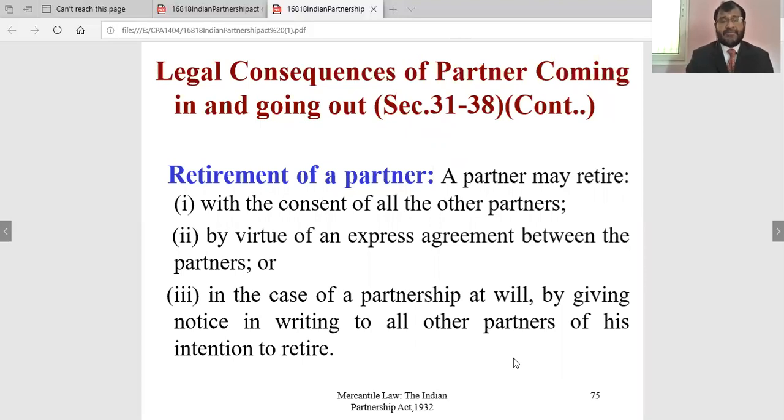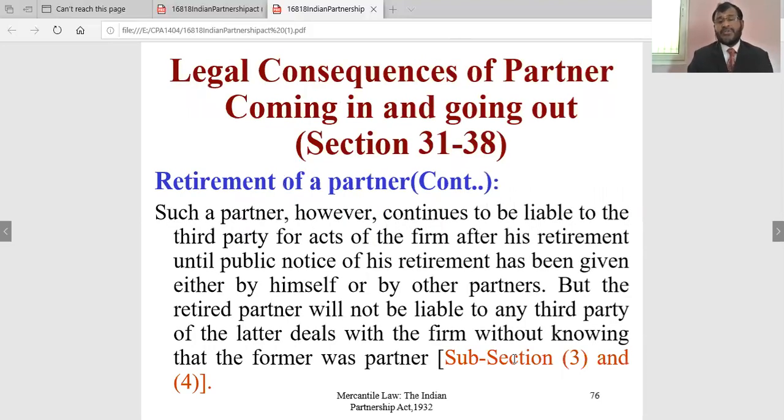Retirement of a partner. A partner may retire, 1, with the consent of all other partners, 2, by virtue of an express agreement between the partners, 3, in case of a partnership at will, by giving notice in writing to all other partners of his intention to retire. Such a partner, however, continues to be liable to third parties for the acts of the firm after his retirement until public notice of his retirement has been given, either by himself or by the other partners or by the firm. But the retired partner will not be liable to any third party if the latter deals with the firm without knowing that the former was a partner. Subsection 3 and subsection 4 deal with that.